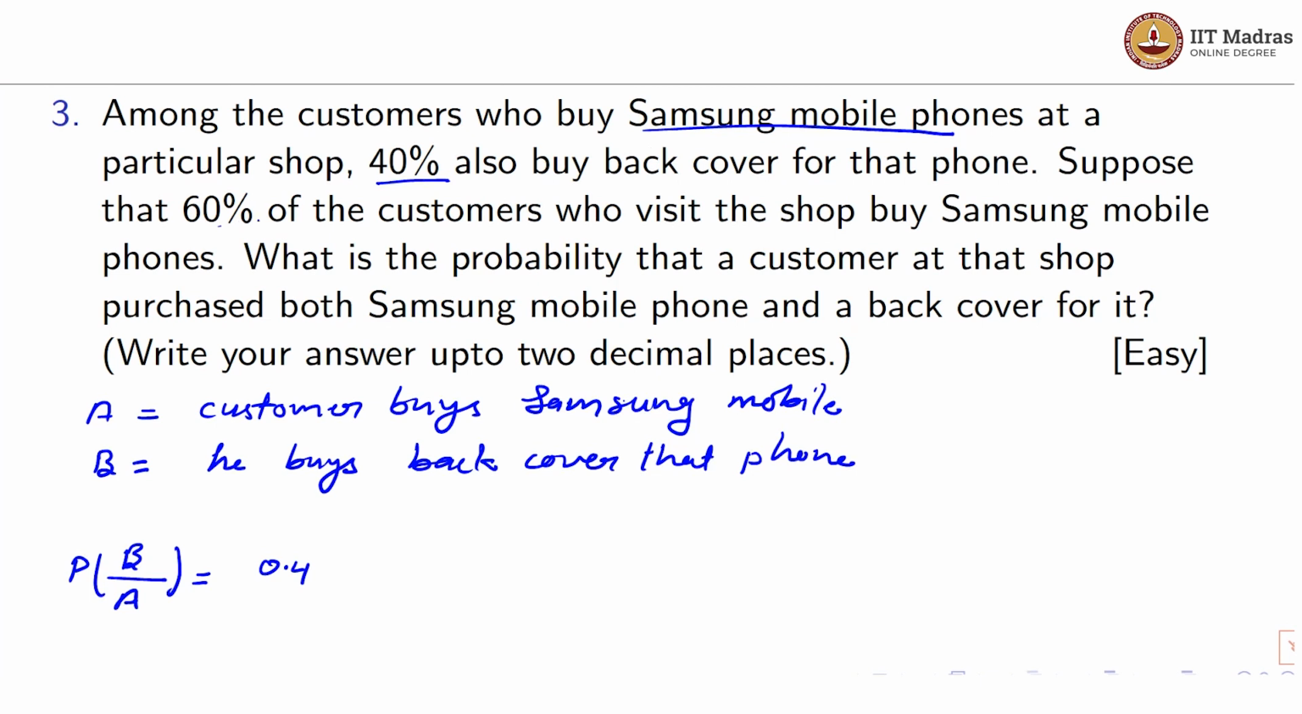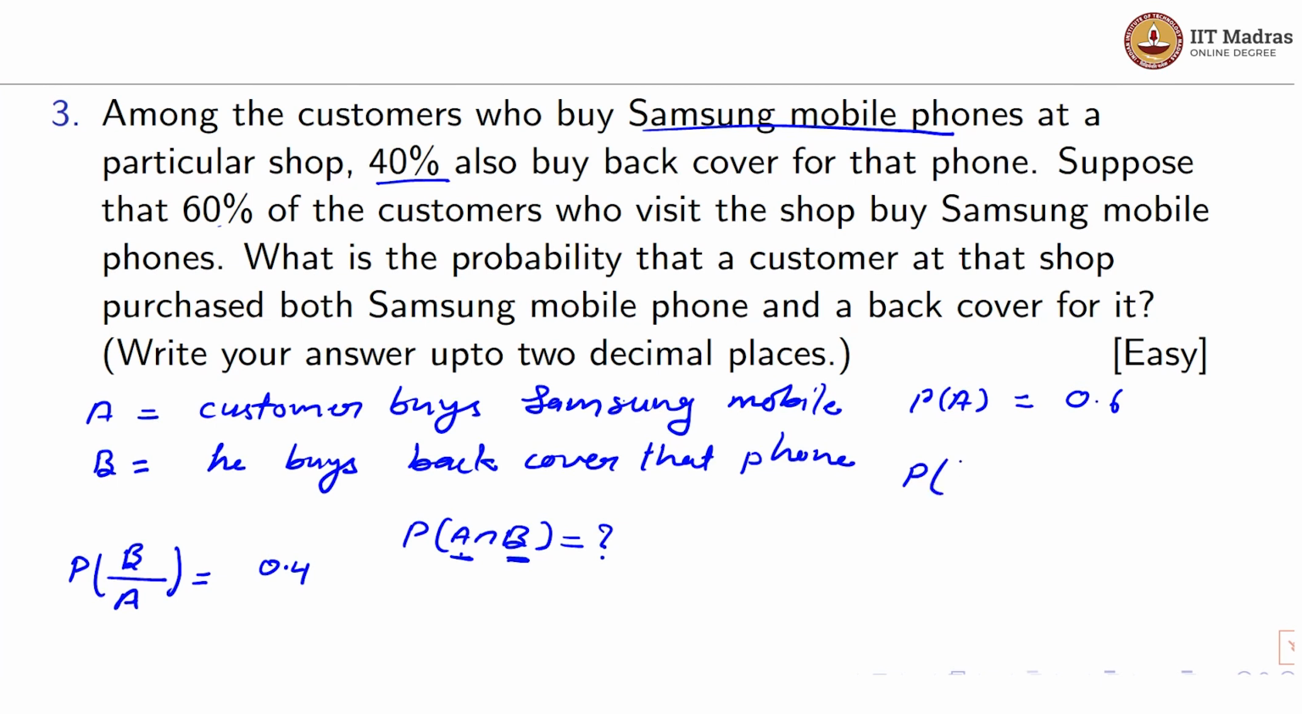Also, suppose that 60% of the customers who visit the shop buy a Samsung mobile phone. So the probability of A, that is the probability that a customer will buy a Samsung mobile phone, is 60%, which is 0.6. Now the question is, what is the probability that a customer at the shop purchases both a Samsung mobile phone and the back cover for it? That is, we have to find the probability of A intersection B.